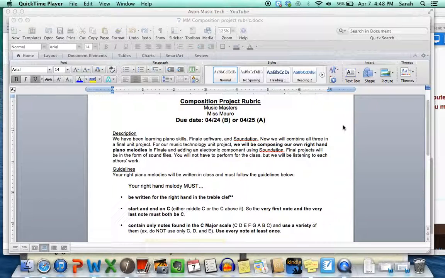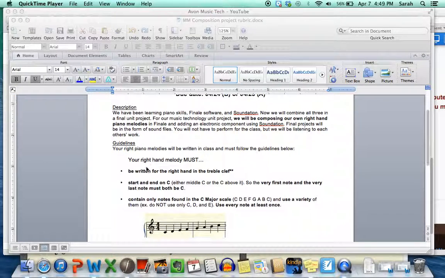I'm now going to explain the composition project rubric. Your due date is either going to be Thursday, April 24th, if you meet on a B day, or Friday, April 25th, if you meet on an A day. The description is here, which you can read in your own time, but I want to go over the guidelines.